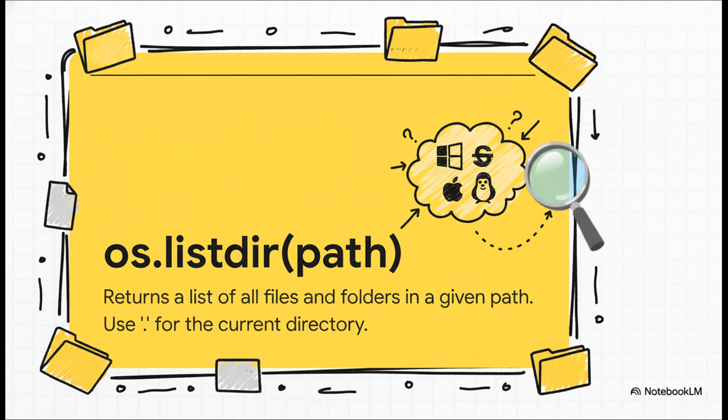Okay, so once you know where you are, you're probably going to want to look around. That's where os.listdir comes in. You can give it any path, or even easier, just give it a single dot, which is shorthand for right here, and it'll give you a list of every file and folder in that location.